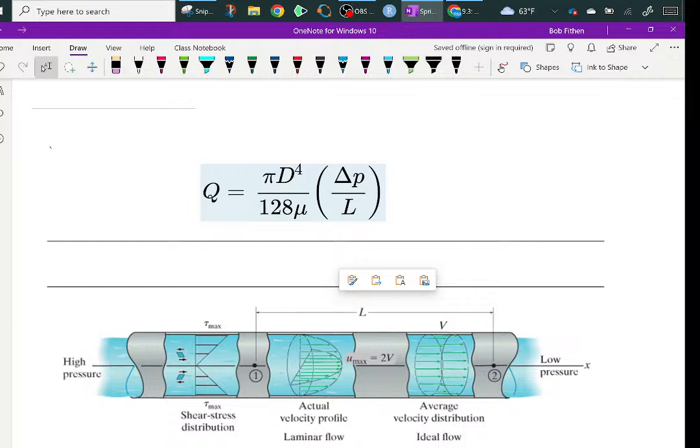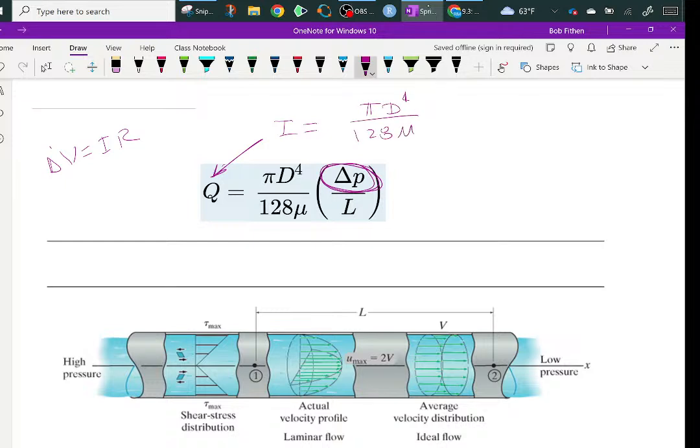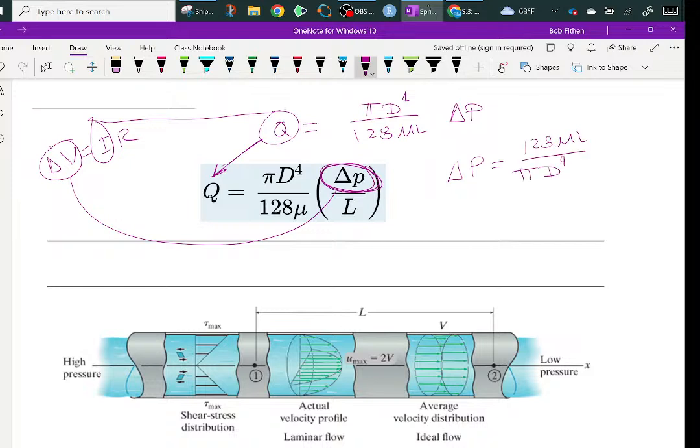Okay, so what you've got, think of it like this. This is kind of similar to current flow, and think about it like this. V is equal to IR. Well, it's actually a change in that. So if you look at it from this standpoint, pi d to the 4th over 128 mu L times delta P. Now if you look at this being analogous to the current, because it's something flowing, this would be a Q. And this being analogous to the pressure, you would have delta P equal 128 mu L over pi d to the 4th, times Q. This would be like a resistance.